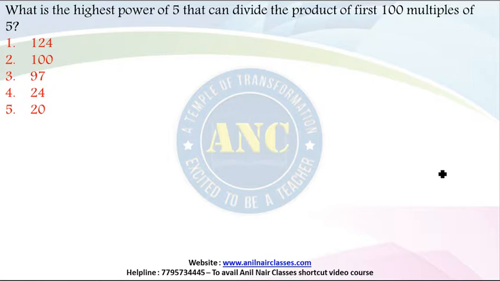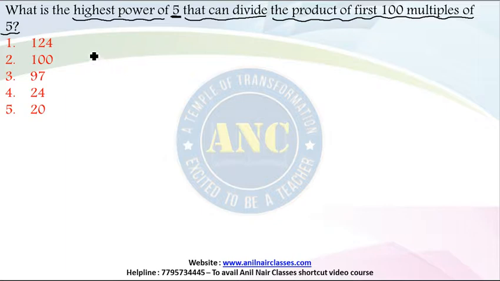Please see the next question. Again a very good question. What is the highest power of 5? 5 is already a prime base, so I need not decompose it once again. It cannot be decomposed further. What is the highest power of 5 that can divide the product of first 100 multiples of 5?